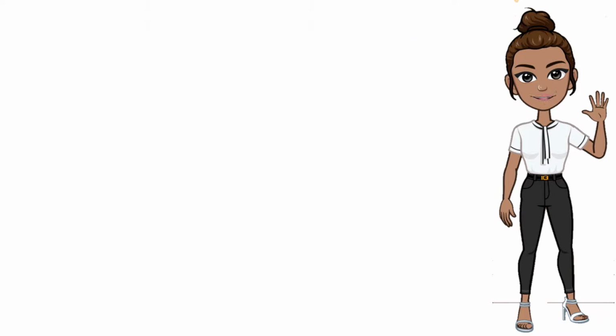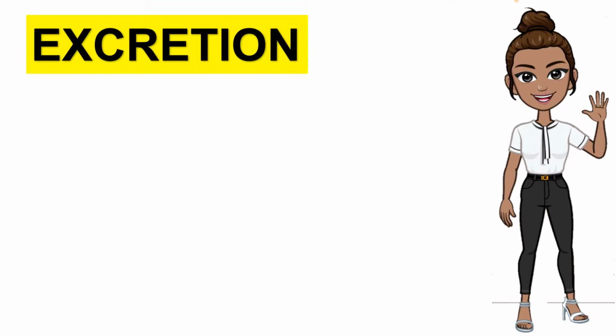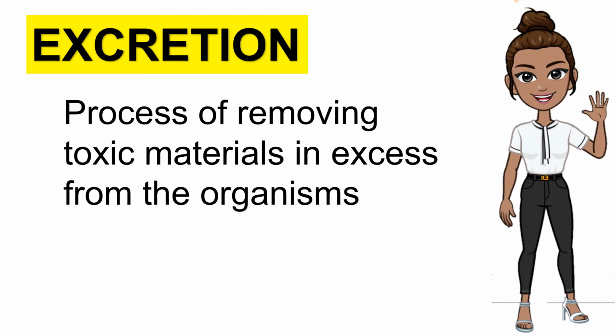All living things also excrete, but in different ways. Excretion is the result of many chemical reactions happening in cells which they have to remove the waste products which might poison the cells. Excretion is the removal of toxic materials in excess from the organisms.